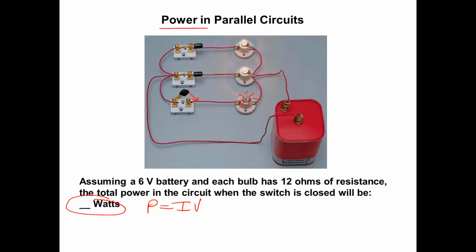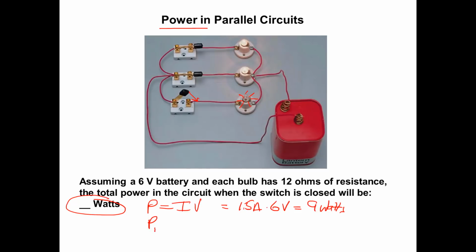Hey, so welcome back. Let's see how you did. We could do this in total. We know that our current was 1.5 amps times 6 volts. 6 times 1.5 is 9 watts.